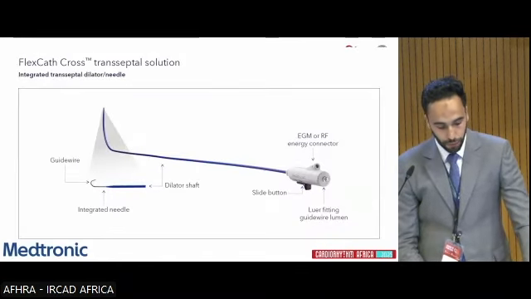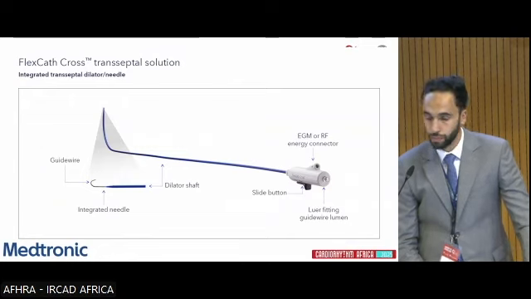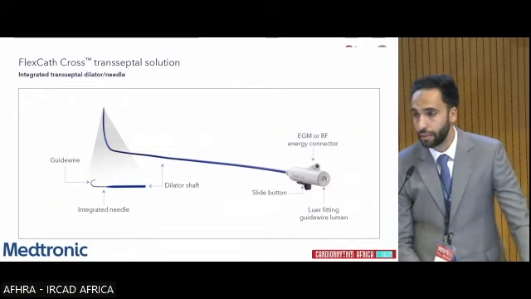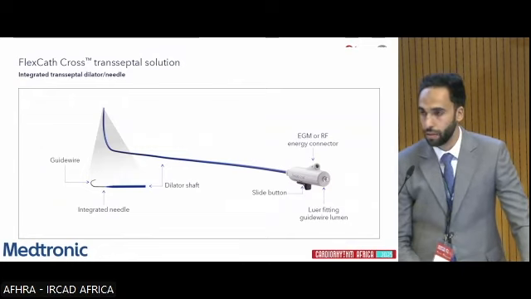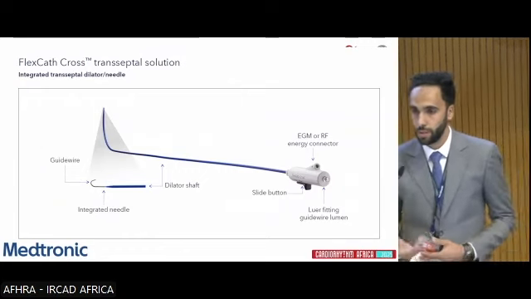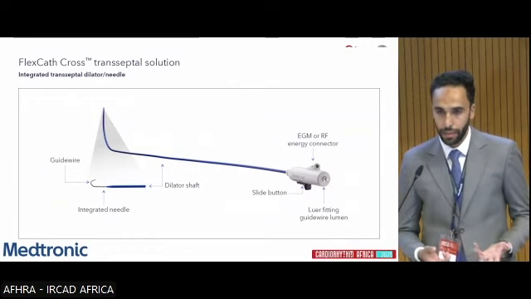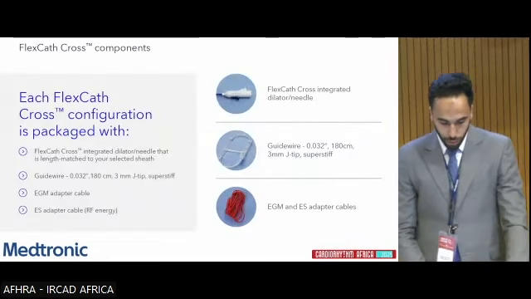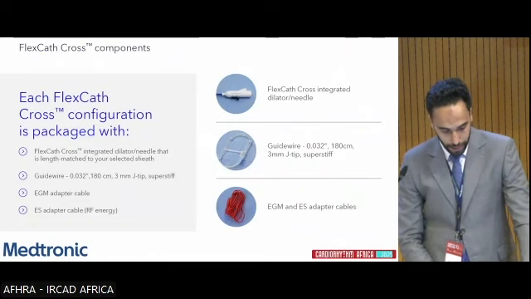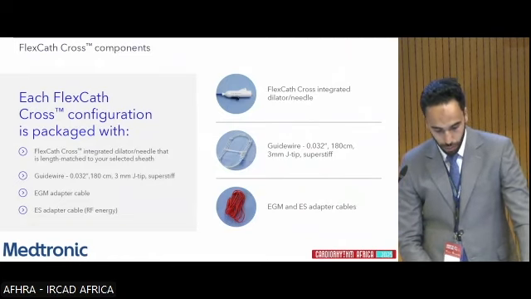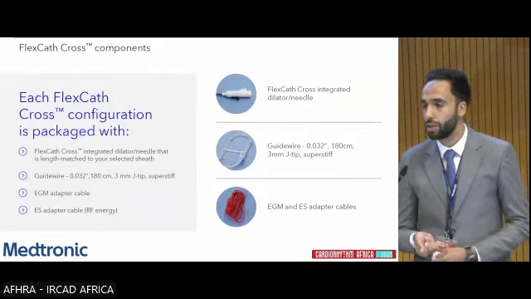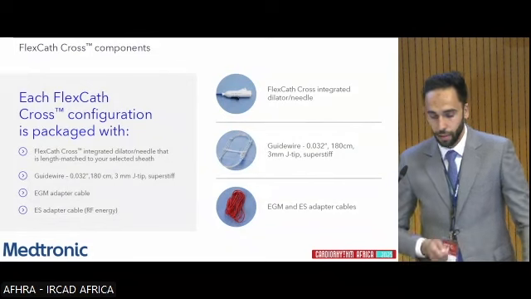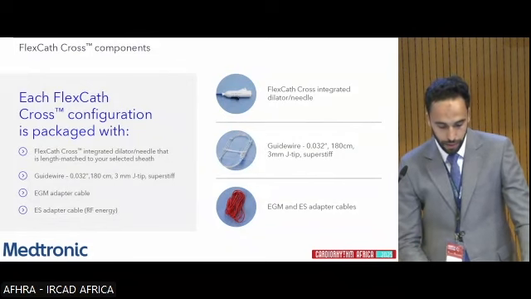The last version of FlexCath is FlexCath Cross. FlexCath Cross has an integrated transseptal dilator and needle in the same catheter, so we don't have to change the transseptal sheath and needle to put the FlexCath on the wire. The FlexCath Cross integrated dilator and needle is length matched to your selected sheath, and after you get the puncture, you retract the needle into the catheter, go to the left atrium, and insert the balloon.